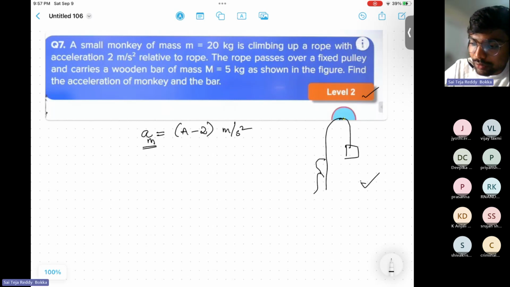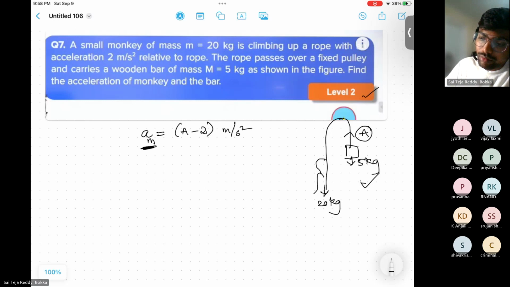So see here, I'll give you a hint now. If it is moving with the acceleration of capital A, this will be our acceleration of the monkey. When you are drawing a free body diagram, it has a mass of 5 kgs, and this monkey has a mass of 20 kgs. In this rope there is a tension called T1, and in this rope there is a tension called T1 again. So now do this.